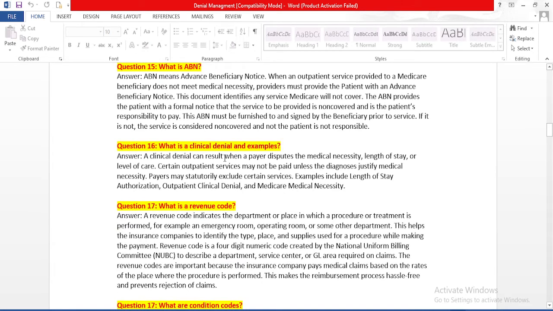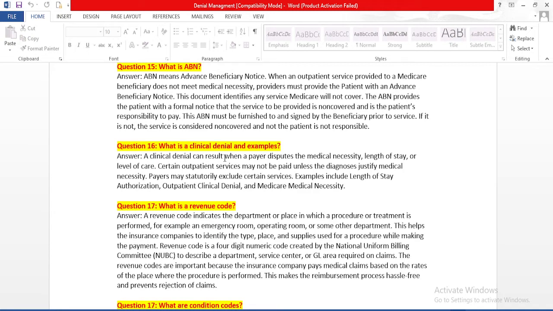Next question. What is ABN? ABN means Advanced Beneficiary Notice. So, when an outpatient service provided to a Medicare beneficiary does not meet medical necessity, providers must provide the patient with an Advanced Beneficiary Notice. This document identifies any service Medicare will not cover. The ABN provides the patient with a formal notice that the service to be provided is uncovered and is the patient's responsibility to pay. This ABN must be furnished to and signed by the beneficiary prior to service. If it is not, the service is considered non-covered and the patient is not responsible.